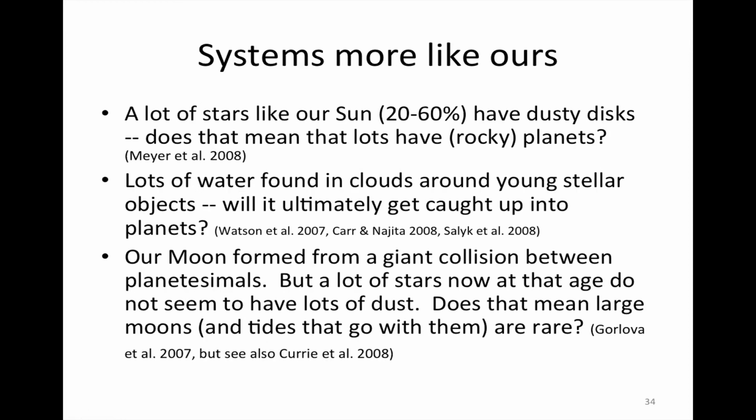So systems more like our sun, a lot of stars like our sun, have dusty disks. More than half of them have dusty disks. And does that immediately mean that lots of them have rocky planets? We don't know. There's certainly lots and lots of water found in these clouds around young stars. Is that the water that gets caught up into planets, or does that water boil off and not get caught up into planets? Our moon formed from a giant collision between two planetesimals in our young solar system. But a lot of stars that are now at that age don't seem to have a lot of that dust. And that could mean that there are not a lot of rocky planets with large moons in the universe.